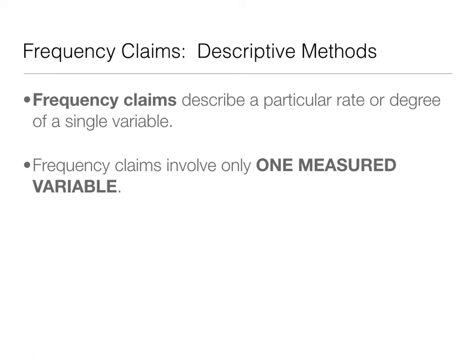We're only looking at one measured variable in frequency claims. We're looking at one thing, we're measuring it, and we're describing the frequency of it. That's essentially, in a nutshell, what frequency claims are. And you can see how those are going to be the easiest and the most simplistic kinds of research methods, because we're just looking at something and we're measuring it.